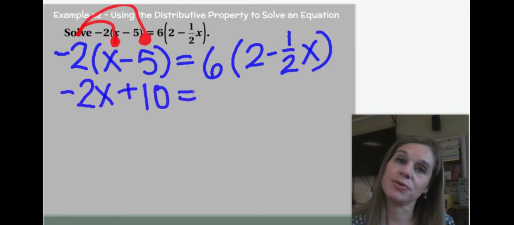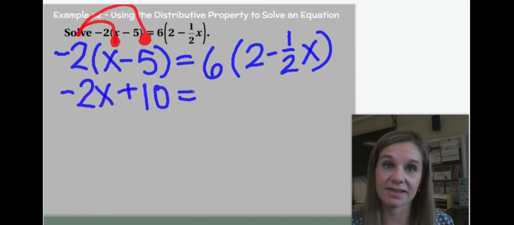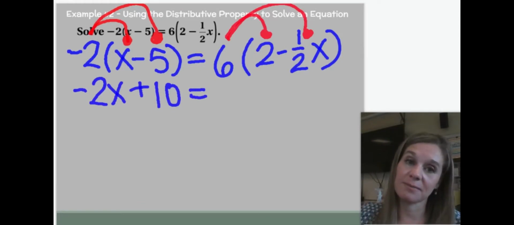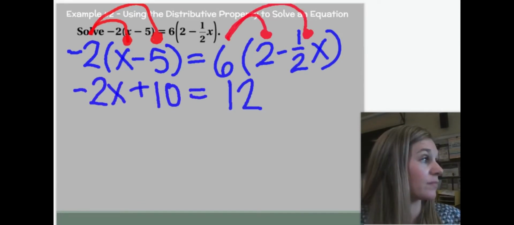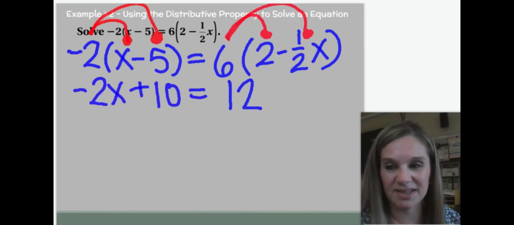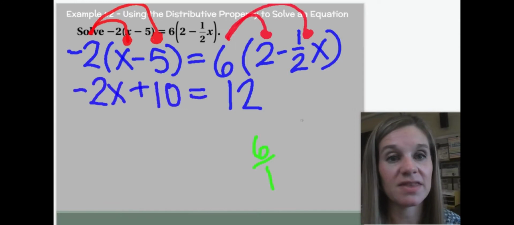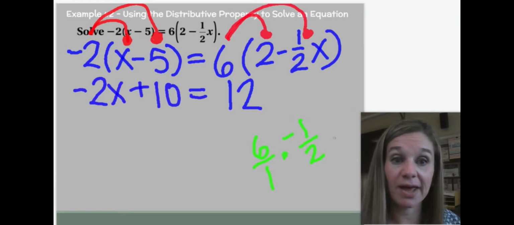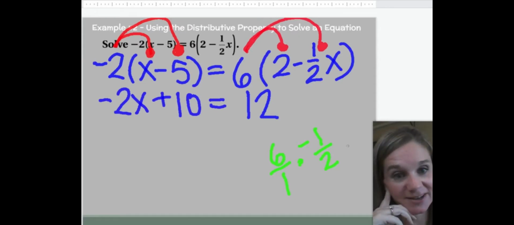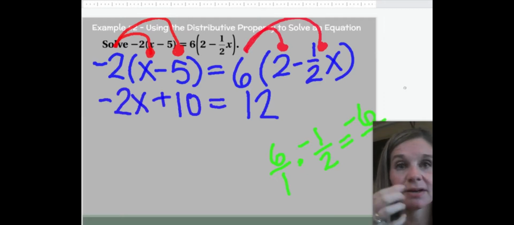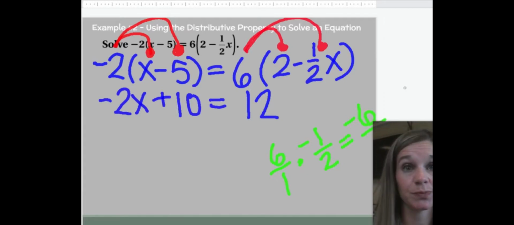When I get over to the other side, I've got, again, that 6 that needs to be distributed. So I'm going to distribute it, or cherry bomb it. When I multiply 6 times 2, I get 12. To multiply 6 times the fraction -1/2, I'm going to think of 6 as 6 over 1, and then multiply that times the -1/2. Across the top, 6 times -1 is -6, and across the bottom, 1 times 2 is 2.